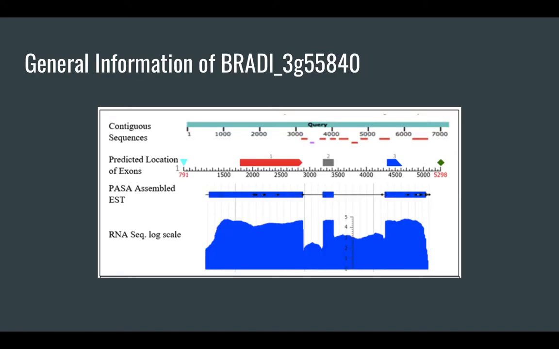Next, we have some general information about our gene. First, it contains 3 exons. This is supported by the fact that the predicted location of the exons, the PASA assembled EST, and RNA sequence log scale all indicate 3 different exons. The location and quantity of the exons are corroborated by these measurements. Contiguous sequences indicate the sequences present for exons 2 and 3, but not for exon 1.